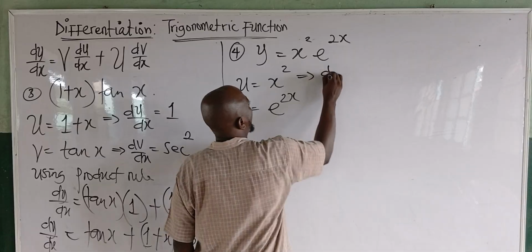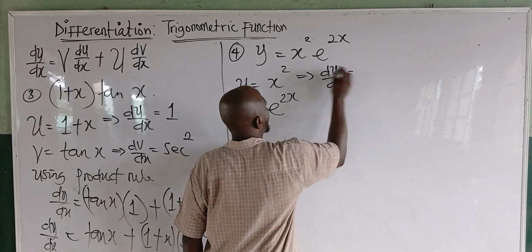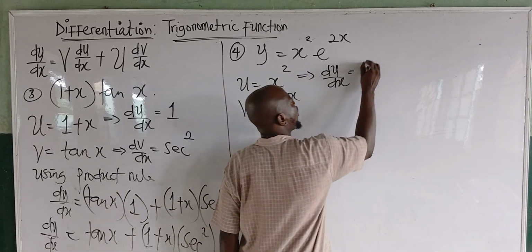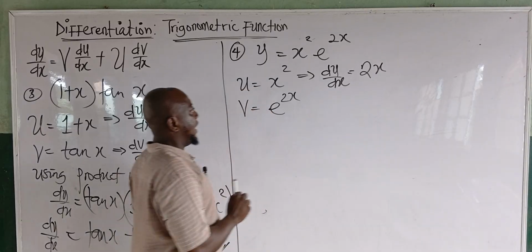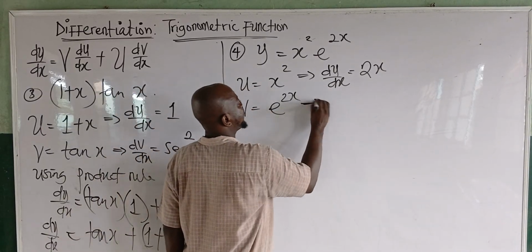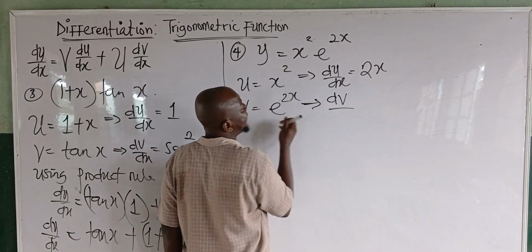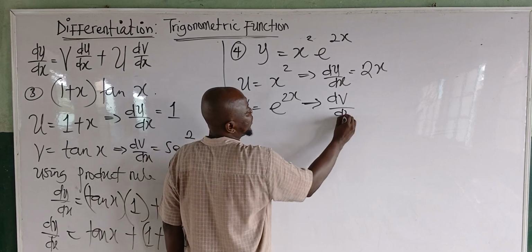First, we want to get our du with respect to x. So use this to multiply this. That becomes just 2x. That's all. Next up, what do we know next? We want to find the dv with respect to x. Look at the e^(2x) here. So what do we know?